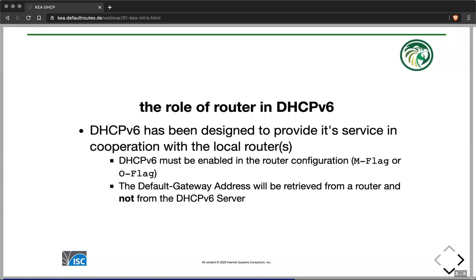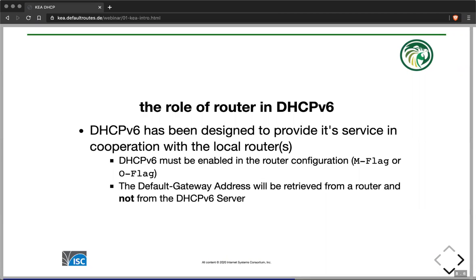So DHCPv6 has been designed to work in cooperation with routers. The router will tell the client whether DHCPv6 is being used in this network. It sends the M flag and the O flag when the client asks for the network configuration from the router.